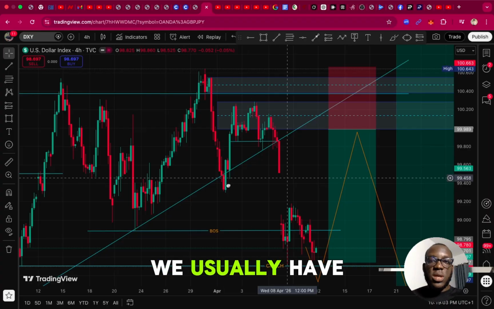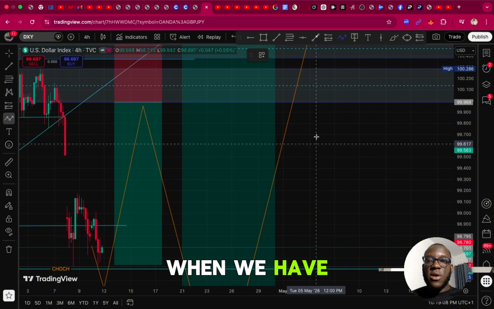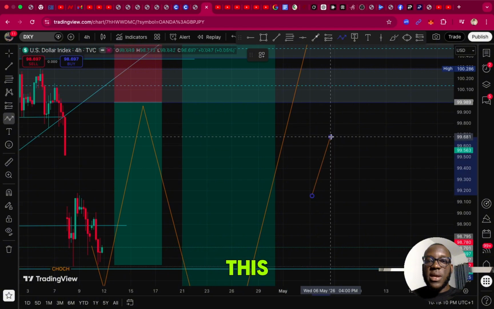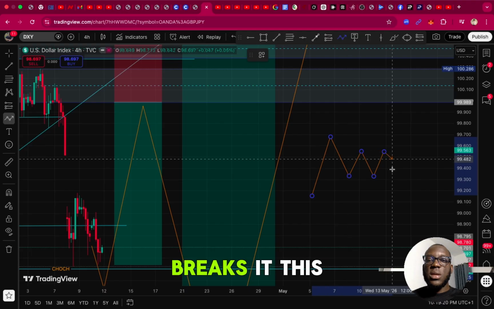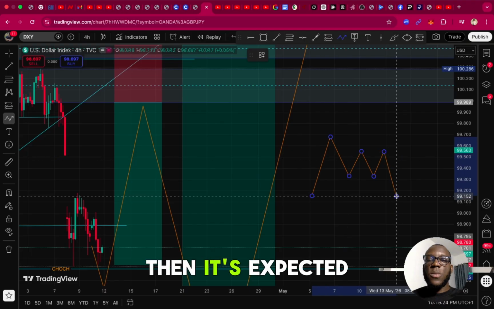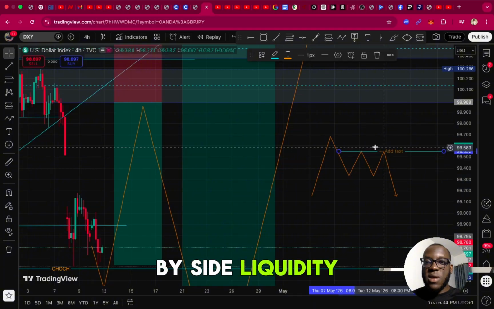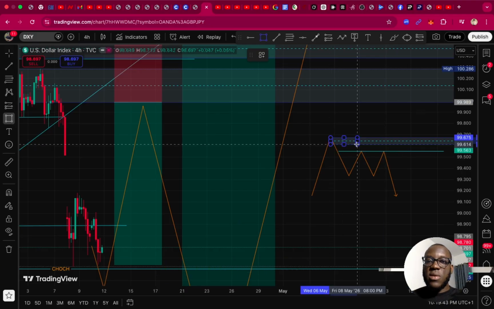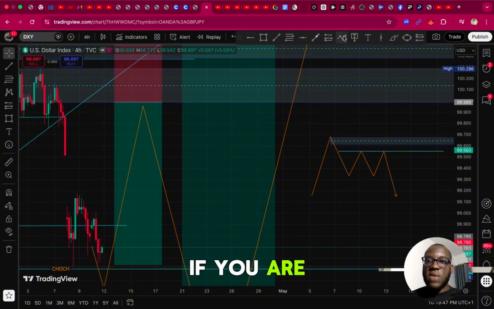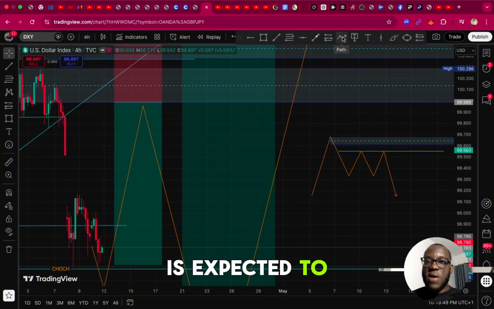Look at what we usually have. This is what we usually have. When we have a market like this, it creates liquidity. When it creates liquidity, breaks it this way, then it's expected. Here we have liquidity, here we have buy side liquidity. So usually what we expect to have around here, probably we'll have another block around here. So if you are expecting a continuous downtrend, it's expected to clear this liquidity.